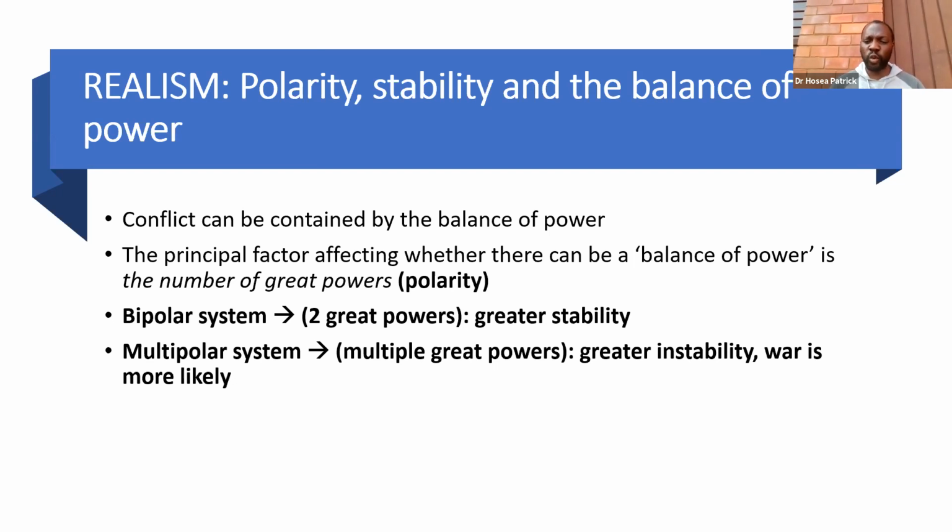The premise of the need to continuously balance power within the international system, and the continuous need to balance power, leads to the premise of polarity: the bipolar system, the multipolar system, the unipolar system, and the likes. And the argument is that the bipolar system has greater stability than a multipolar system. And I think we established this when we discussed the polar system in our last two classes.